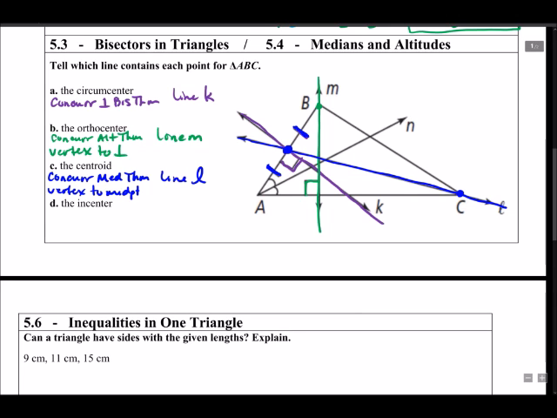And lastly here is the incenter. The incenter, the only one left, the concurrency of the angle bisector theorem. So we need an angle bisector. Well, that one's easy to see. This is an angle bisector. So line N contains the incenter. If we found the other angle bisectors, we could find where our incenter was, the point of concurrency. So use your notes on these, know what you're looking for, and then they'll be easy to find.